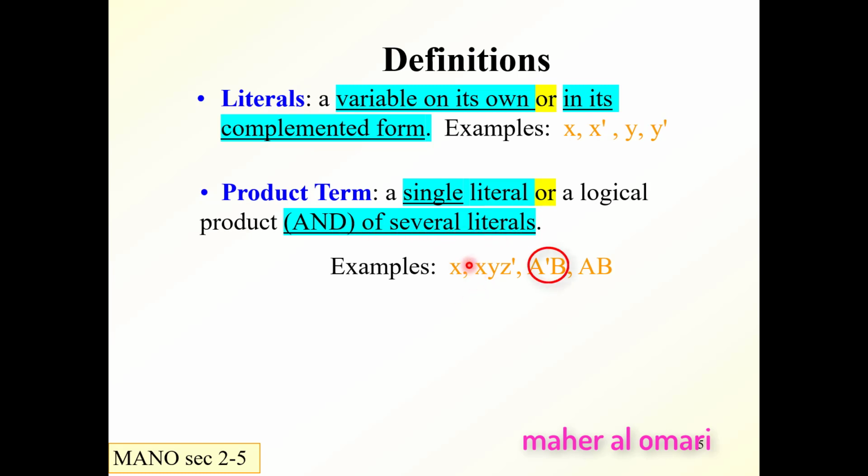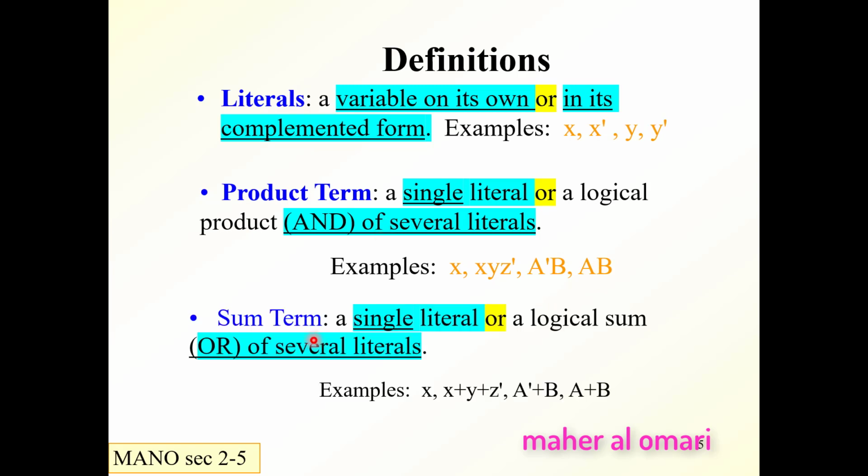For example, this here is a product term. Why? Because it's a single literal. This here is a product term. Why? Because it's the AND between several literals. This here is a product term because it is the AND of two literals. This is the AND of two literals. So these are examples of product terms. A sum term is a single literal or the OR of several literals, the logical sum of several literals.